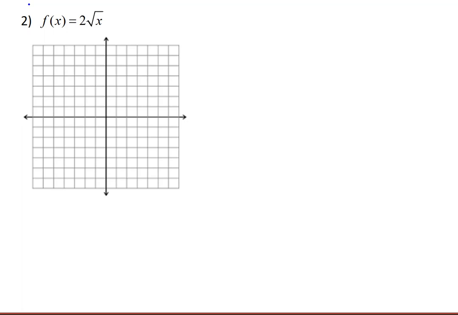Our next example has the function f of x equals 2 times the square root of x. We'll go through our same process or steps on this one. First, identifying the parent function. In this case, the parent function would be f of x equals square root of x. We'll go ahead and graph the parent function with our key points 0, 0, 1, 1, 4, 2, and we'll use a dashed curve to represent the parent function.